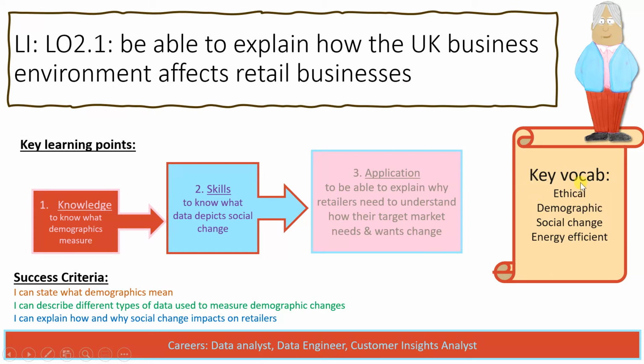The key vocabulary for this lesson is ethical, demographic, social change and energy efficient. Ethical is talking about the way you make your decisions, whether it's socially acceptable. Demographic is the term we're going to investigate for the whole of the lesson, and looking at social change, how things change over time, how people's needs and wants change. And energy efficient is a good example of how social factors have changed the way we buy products.